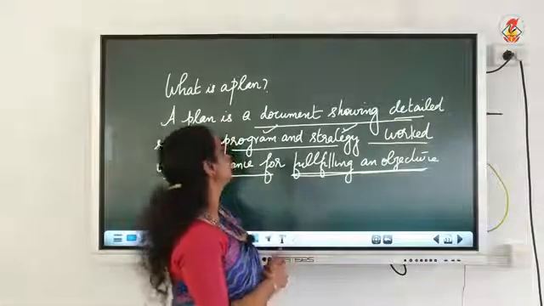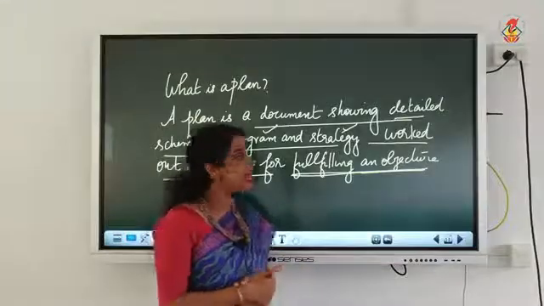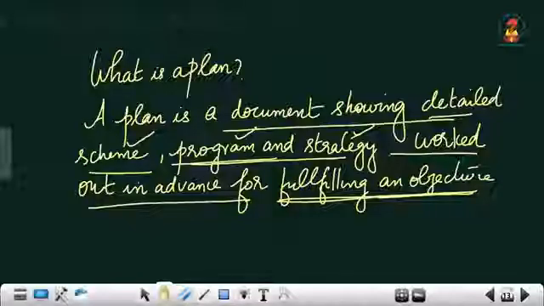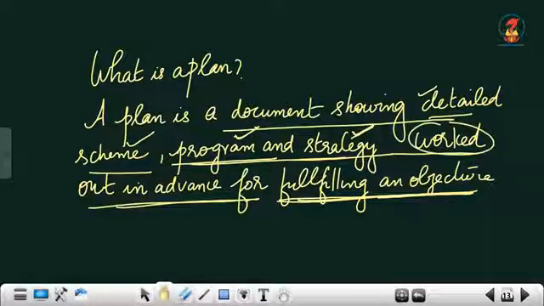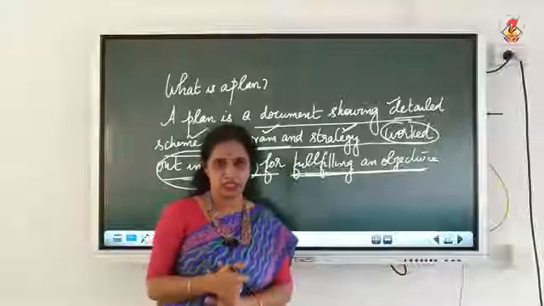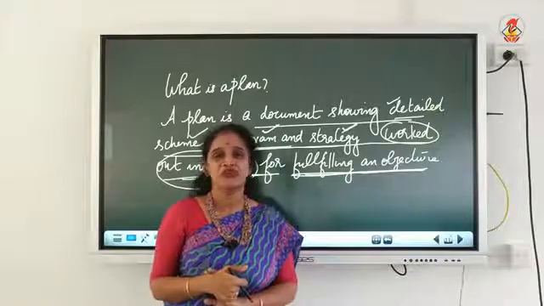So what is a plan? A document showing detailed scheme, program and strategy worked out in advance for fulfilling an objective. So these three, detailed scheme, program and strategy, they are worked out in advance for the fulfilling of the objective. That has to be worked out in advance for fulfilling the objective.